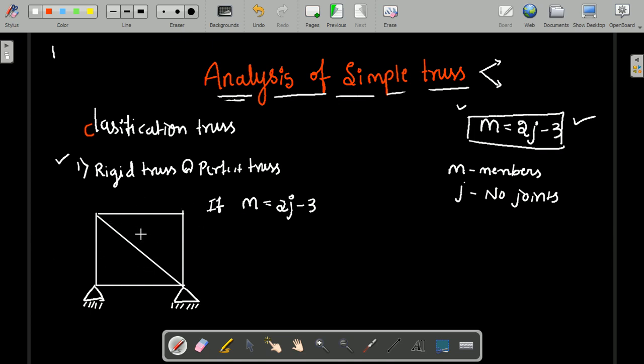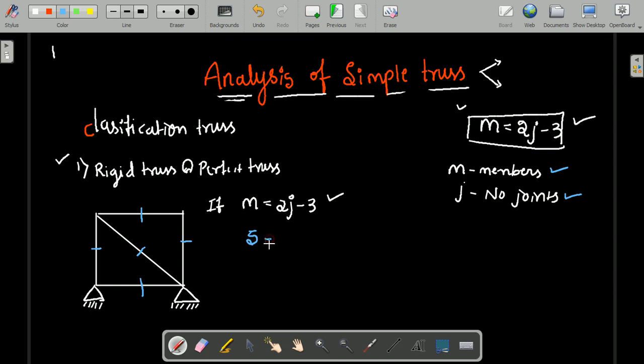So how are we going to know whether it is sufficient to carry the load or not? Using this equation, we are going to find it out. So now we are going to count how many members. I have told you m is nothing but the number of members, j is nothing but the number of joints. So let me count how many members are there in the truss. So this is 1, 2, 3, 4 and this is 5. So the number of members in the given truss is equal to 5.